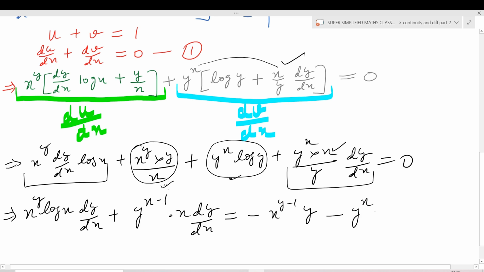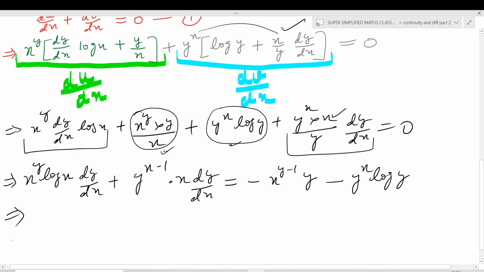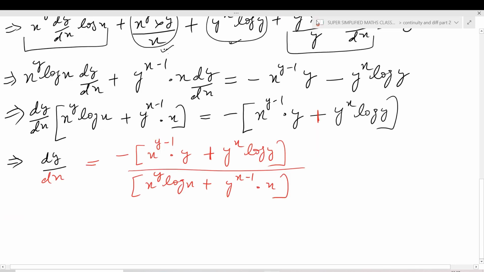So y raised to the power x into log y, and now we take dy by dx common from the terms on the left hand side and we find out the final answer. So after reshuffling the terms we get this step, and then dy by dx is this bracket divided by this bracket.